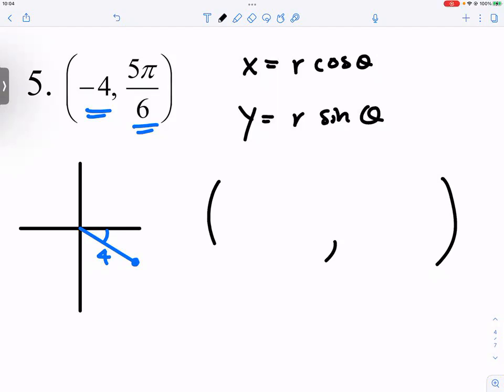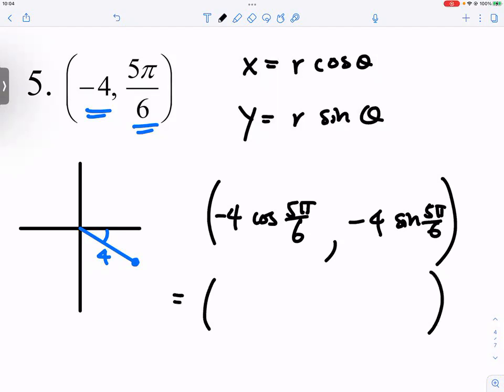So I'm going to show you both ways. So x is -4 cosine of 5 pi over 6, and then you have -4 sine of 5 pi over 6. So what would that be? Well, you have -4 times negative √3 over 2.